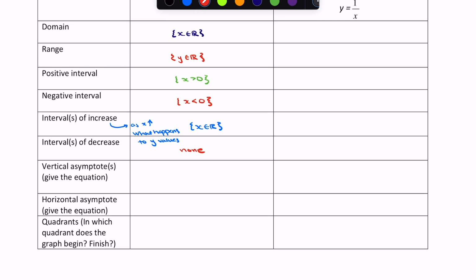Vertical asymptotes for y is equal to x, there's none. Horizontal asymptotes, there's also none. And then quadrants: in which quadrant does the graph begin and finish? So here we see that for y is equal to x, it starts at quadrant number 3, and it ends at quadrant 1.